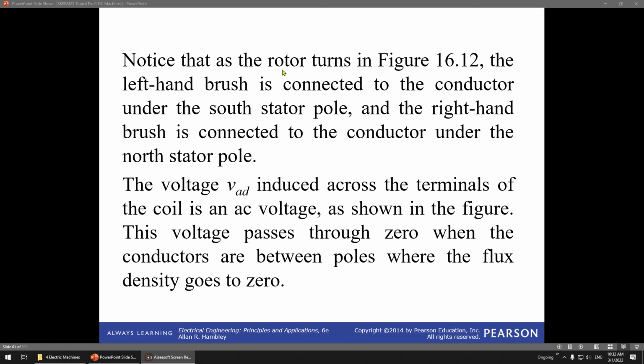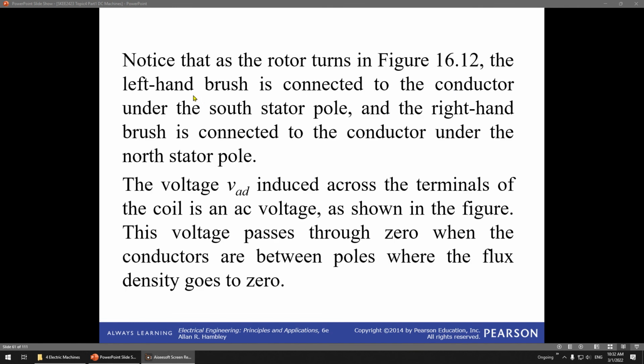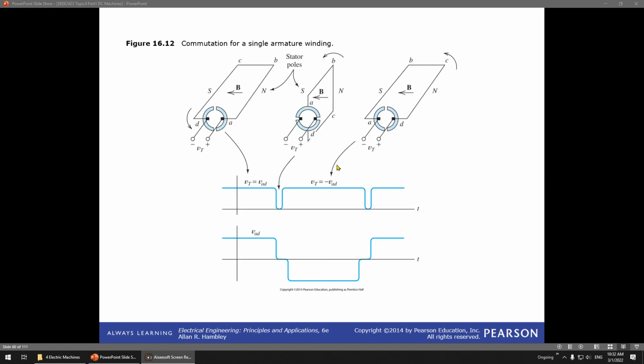Notice that the rotor turns in figure 12. The left hand brush is connected to the conductor under the south pole, and the right brush is connected to the conductor under the north pole. So this means left at the south, right at the north.